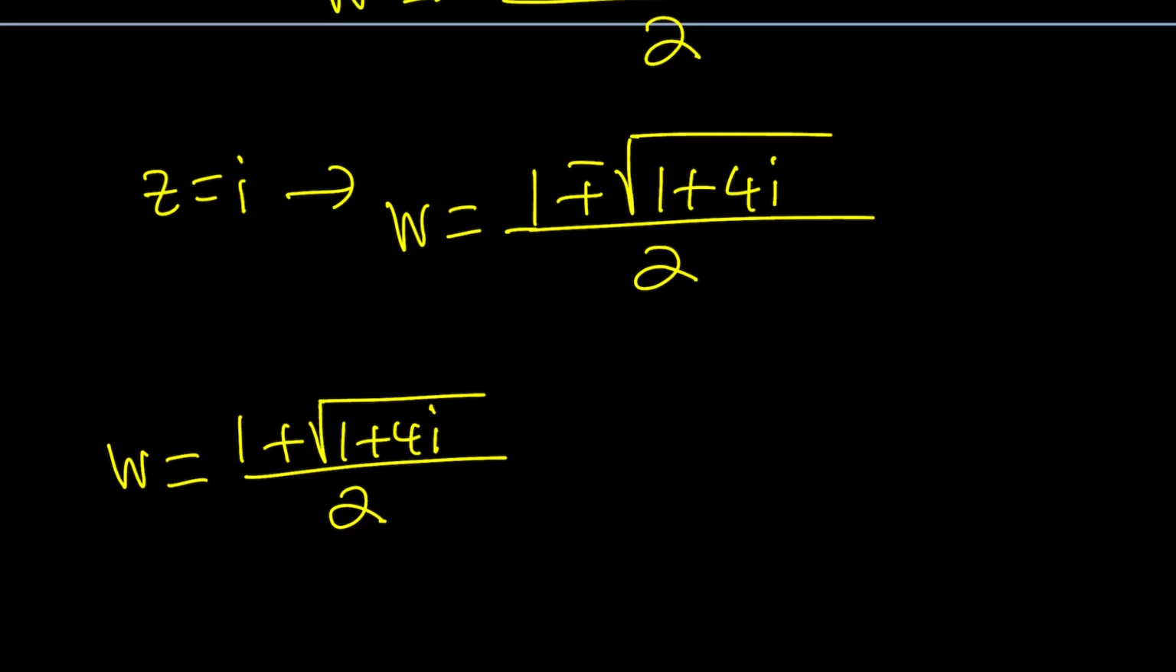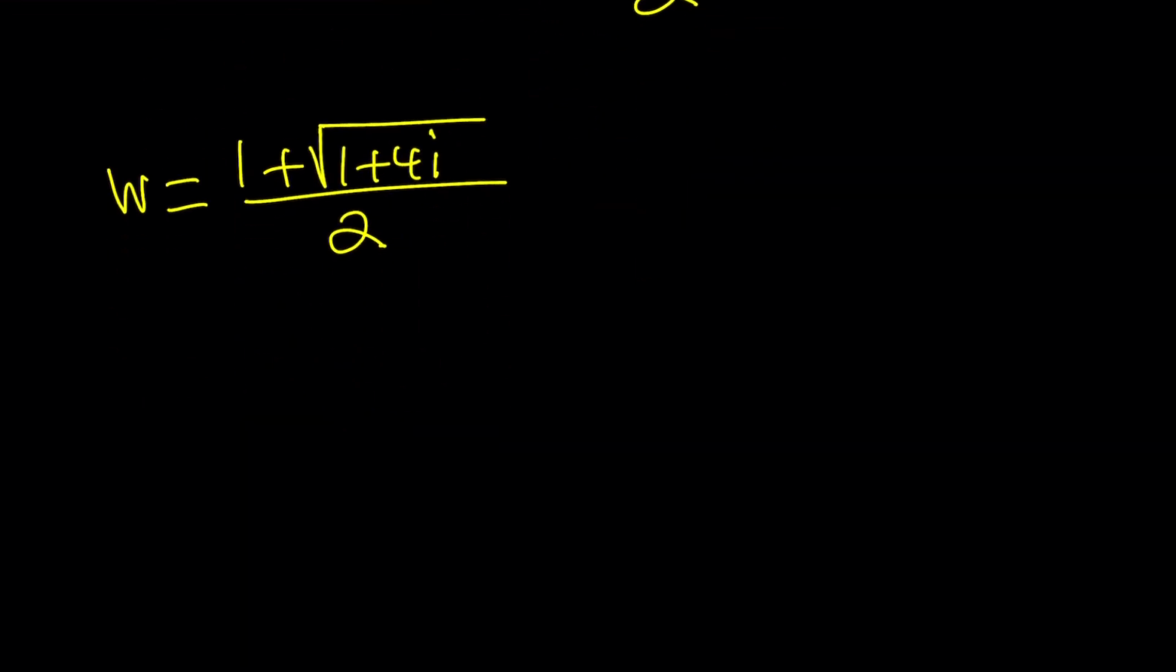There are two square roots, by the way. But it doesn't matter. As long as you go with the plus one, hopefully you'll be fine. But again, we can kind of test it out, right? So how do we find the square root of 1 plus 4i, at least one of the square roots? Because the other one is just going to be the opposite, right?